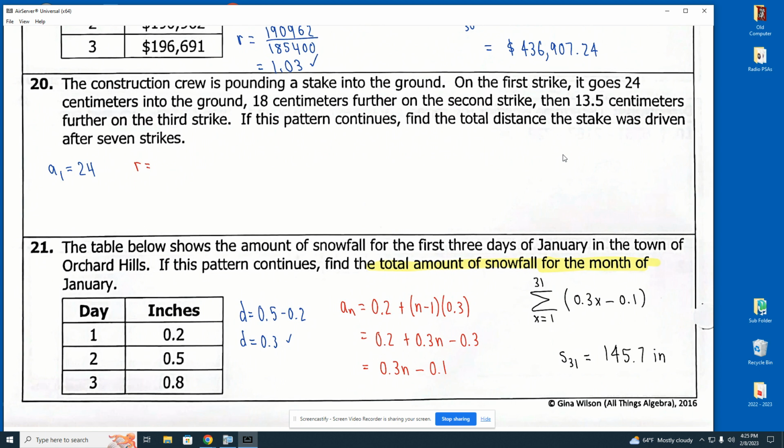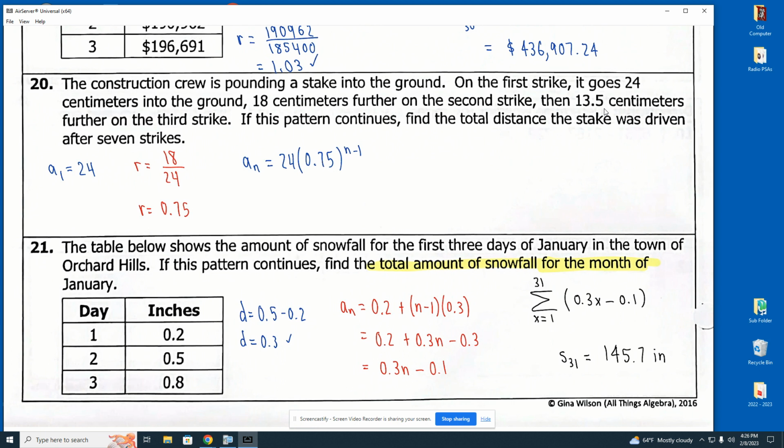So if I take my second term, that was the second strike, 18, and I divide that by the first term, 24, if I type that into my calculator, I find that to be 0.75. The reason I did a decimal instead of a fraction is because this right here was a decimal. So I thought, let's just roll with what it was. So now that I know A sub 1 is 24, and I know my R is 0.75, here's my equation: A sub 1 times 0.75 to the n minus 1 power.